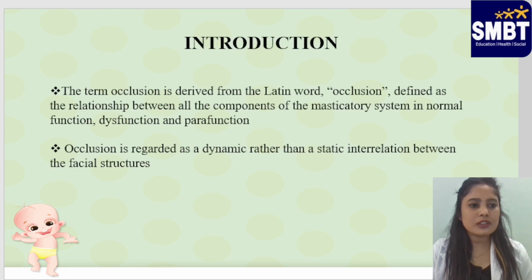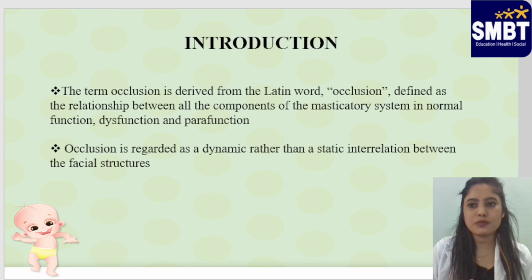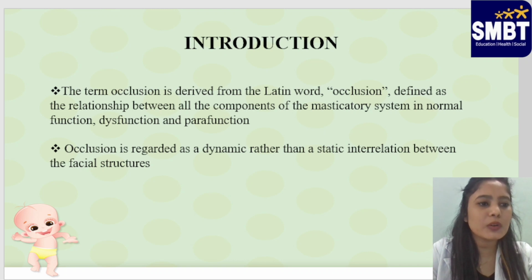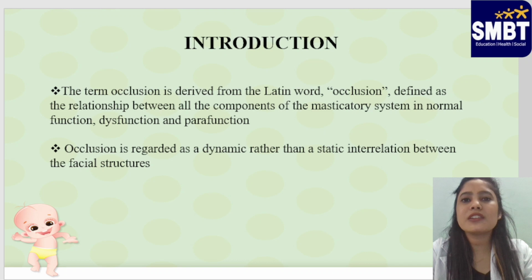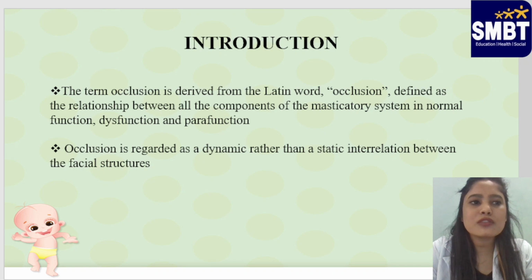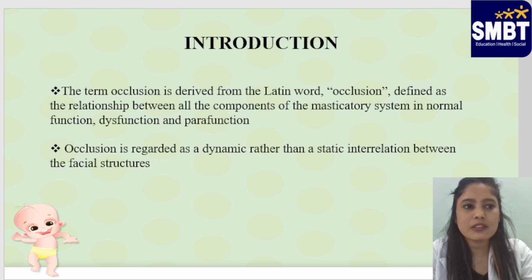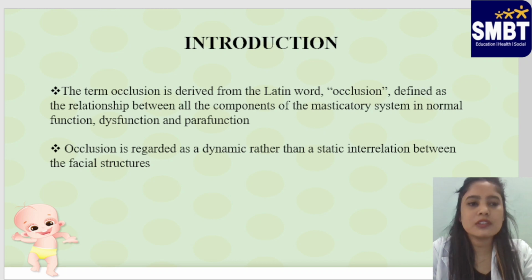This is the introduction. The term occlusion is derived from the Latin word occlusio, which is defined as the relationship between all the components of the masticatory system in function, not dysfunction and parafunction. Now, what do you mean by function? The main function of the oral cavity is mastication. Dysfunction means when both the jaws are in rest position, and parafunction means the presence of any abnormal oral habit.